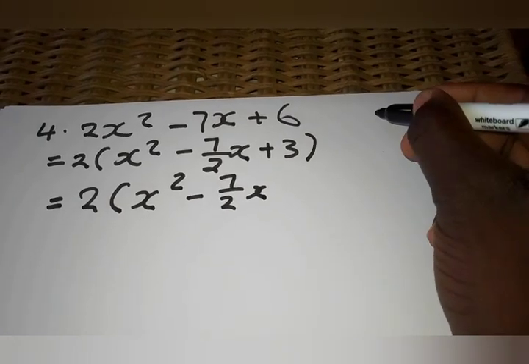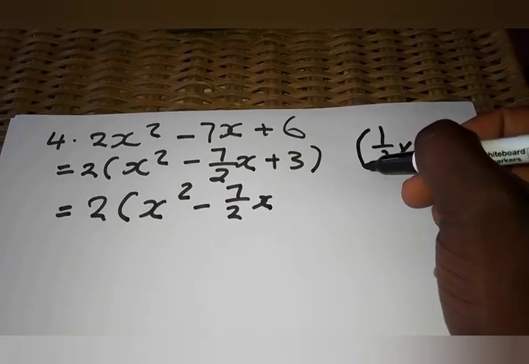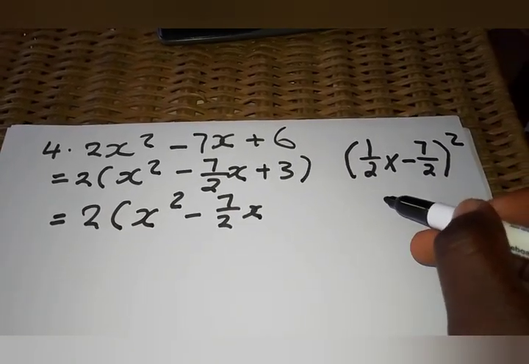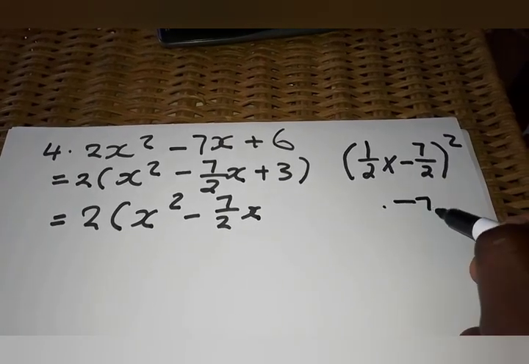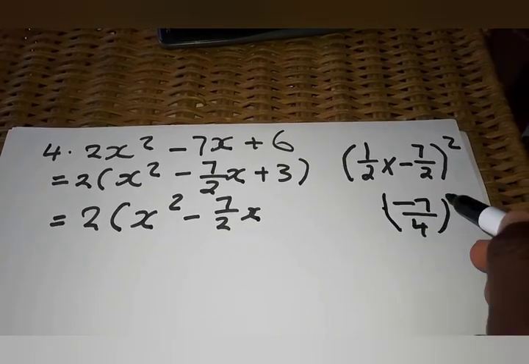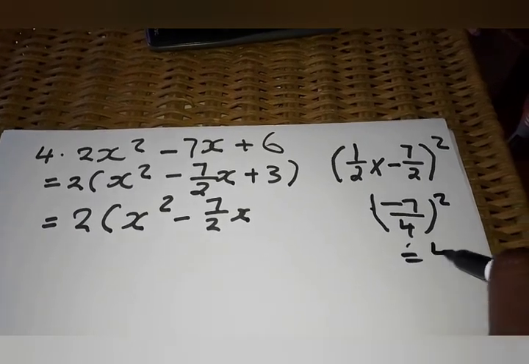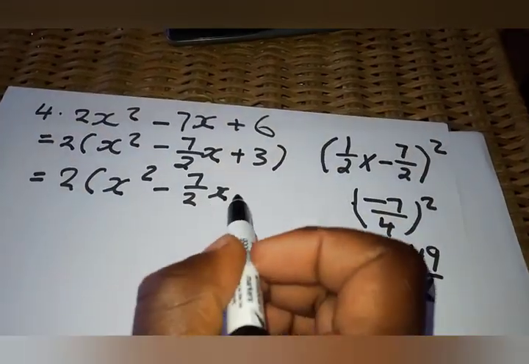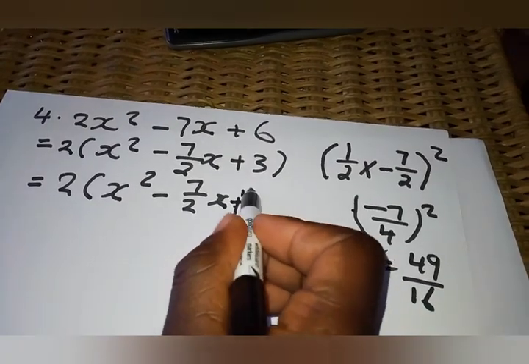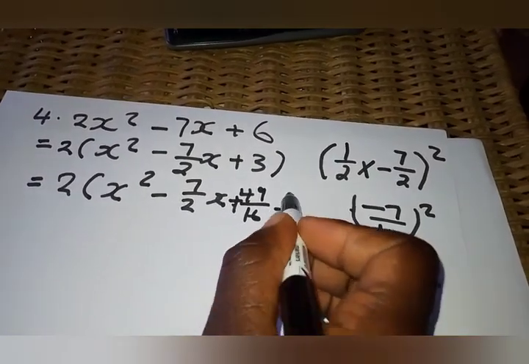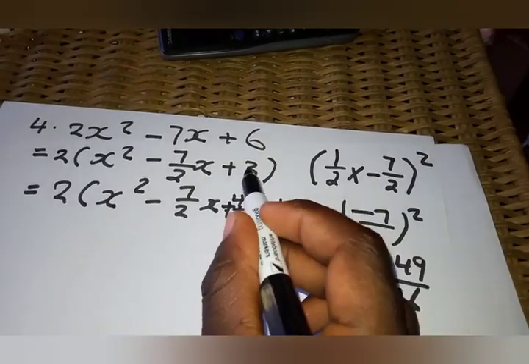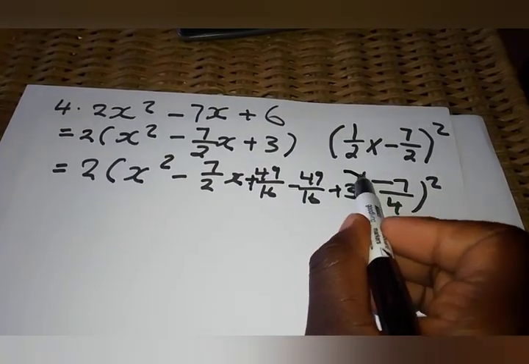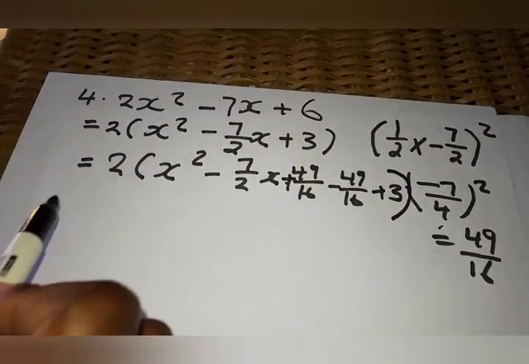Now let us do our calculation aside. So multiply by negative 7 over 2 all squared. Before we can do anything, we work what is inside the bracket, minus 7 over 4 all squared. Then we use our calculator to get 49 over 16. Now we add the 49, we minus it, then that is when we add the 3. So plus 49 over 16 minus 49 over 16. Then we add the 3, then we close the bracket. Remember that the 2 is always outside.